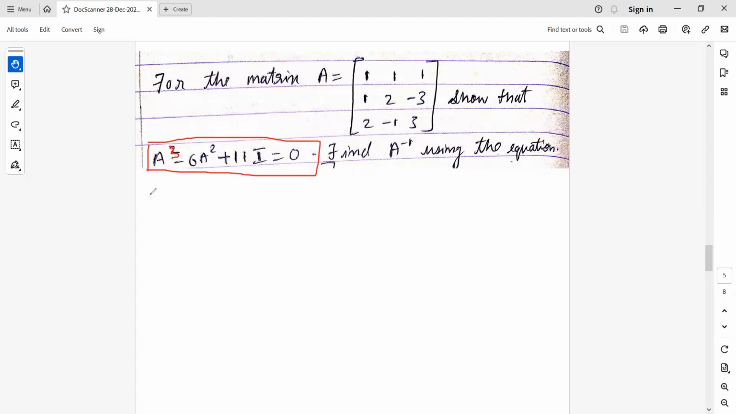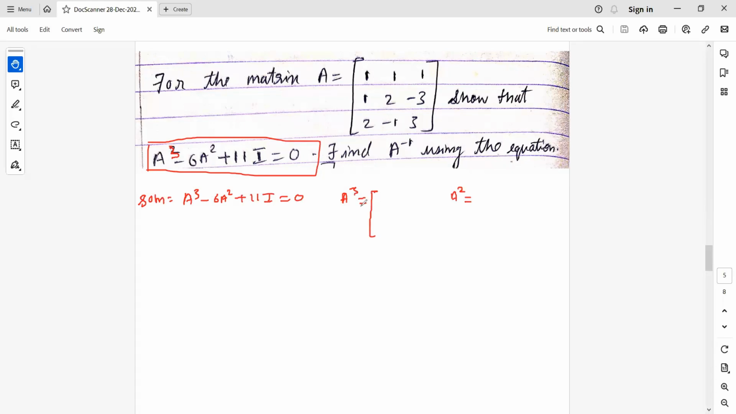So solution. In the solution, first we need to show this is equal to 0. This equation, A cube minus 6A square plus 11I is equal to 0. And you already know how to do it in matrices. We have discussed this. First we have to find A square, and then we have to find the value of A cube. So here I am directly writing the values for you. A cube we need to find, and then A square. Showing it is equal to 0, you do it for homework.